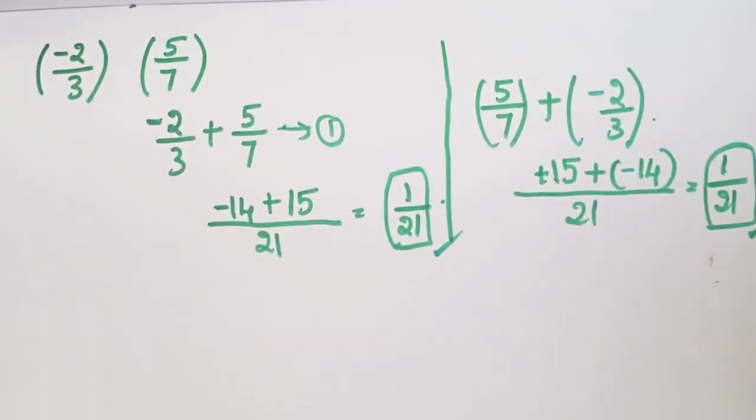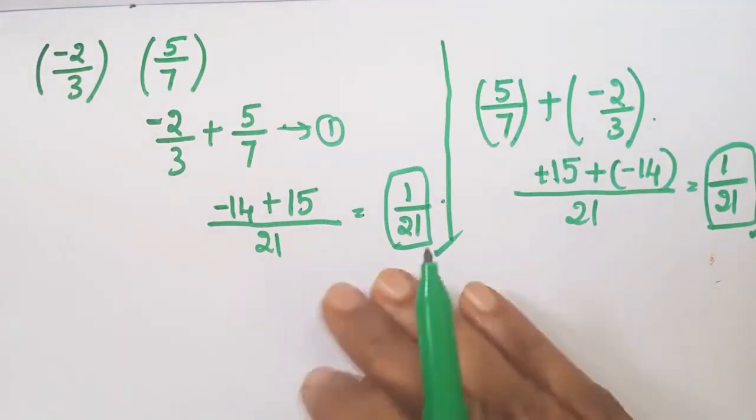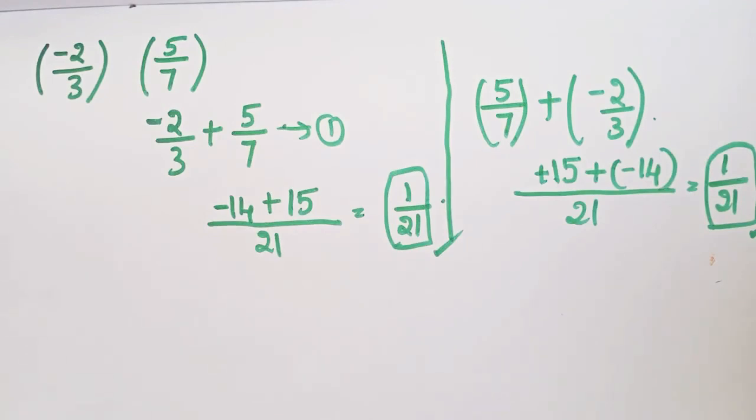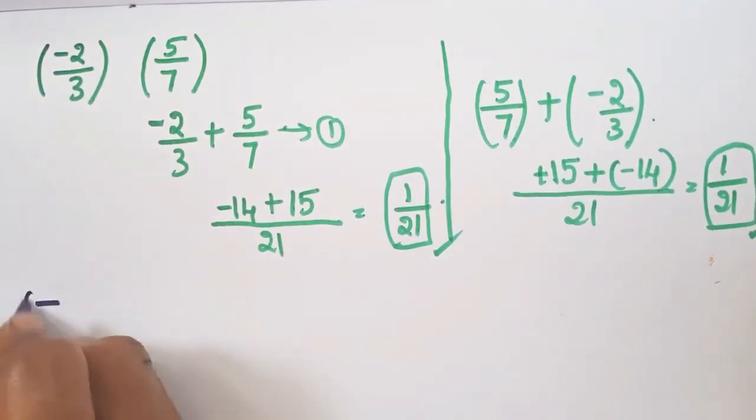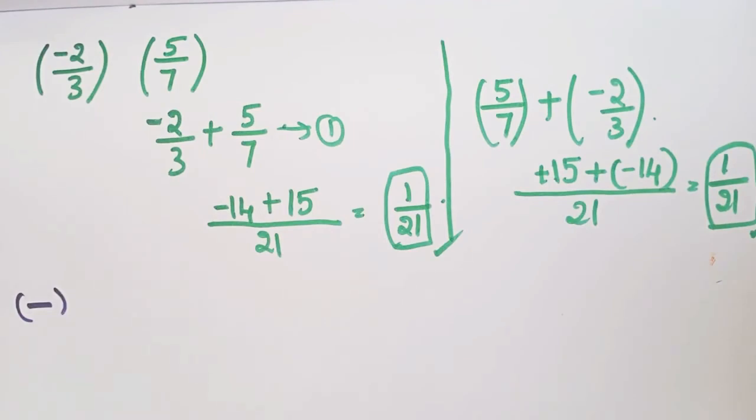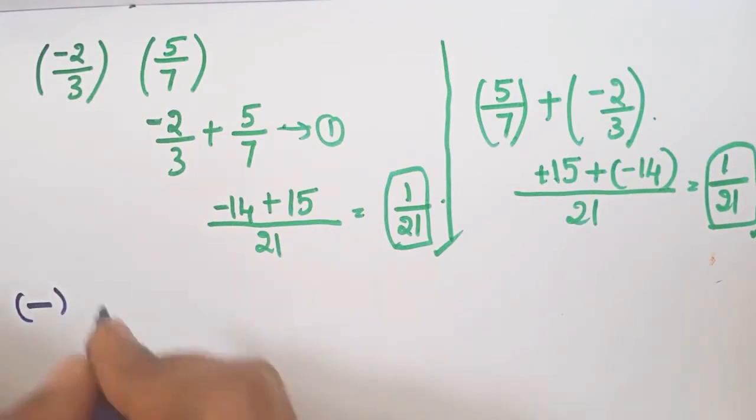Therefore, what can I say? Addition is commutative even for rational numbers. So with this we can conclude that addition is commutative for whole numbers, addition is commutative for integers, and addition is even commutative for our rational numbers also. Okay, let us check now whether subtraction is commutative or not.